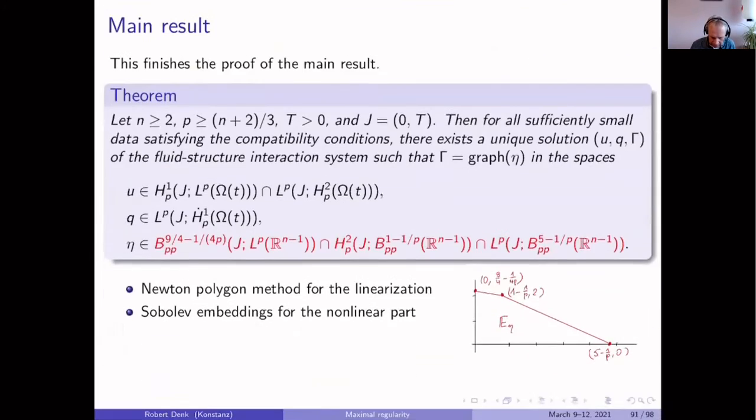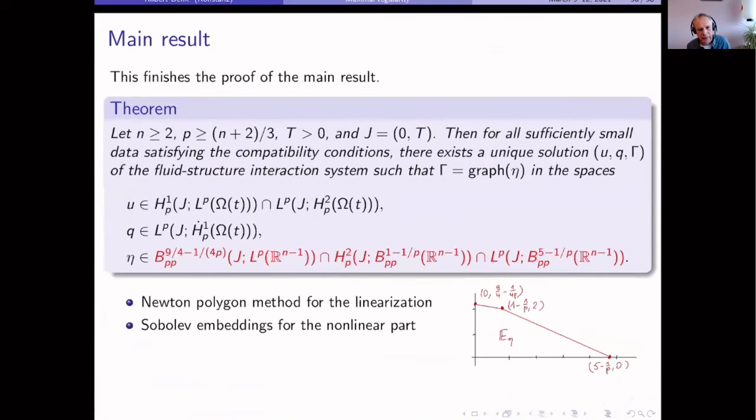So I summarize again and state the main result. We have a unique solution in the canonical spaces, except for eta, where we have this Newton polygon space here. So it's the intersection of 3 spaces. The main ingredients are the Newton polygon method for the linearization and embeddings for the nonlinear part. So this is just a scheme where one can treat many boundary value problems.